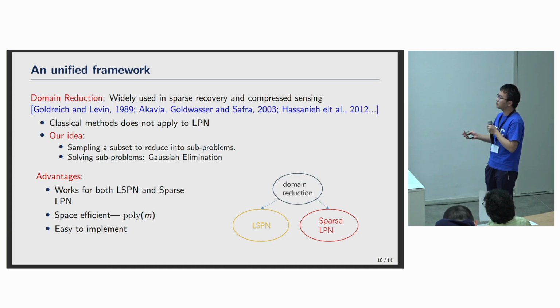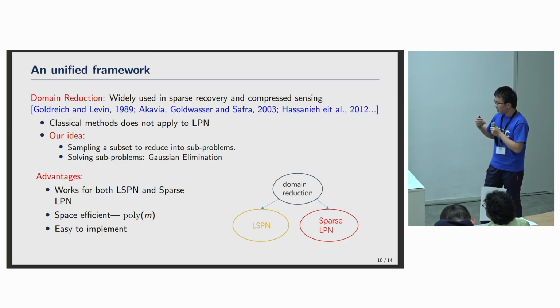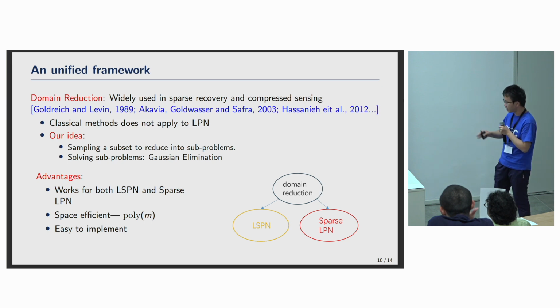This is widely used in sparse recovery and compressed sensing. However, there are classical methods that don't apply to LPN directly. So here's our idea. Our domain reduction has two steps. The first is to sample a subset to reduce the original problem into sub-problems. Then we solve the sub-problems by some algorithms.